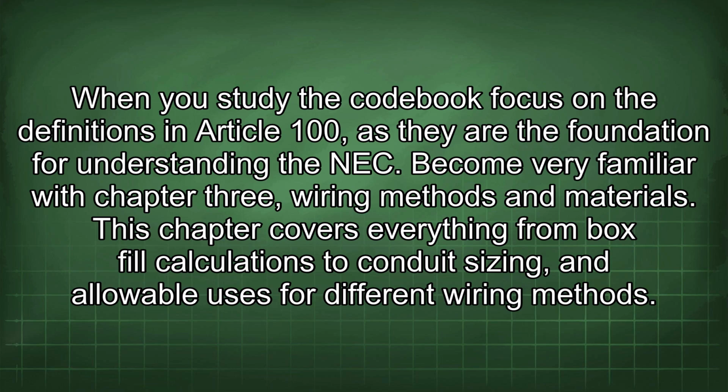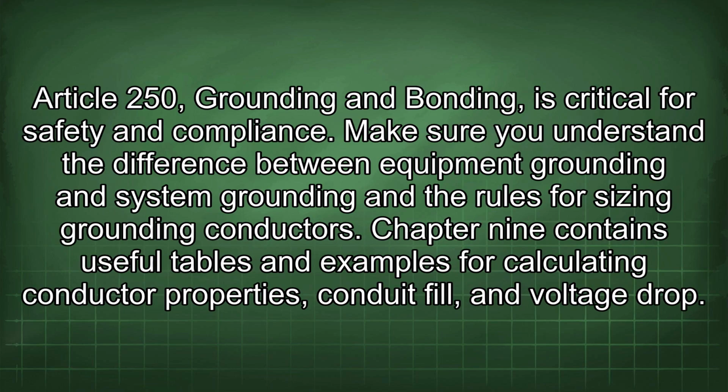for understanding the NEC. Become very familiar with Chapter 3, Wiring Methods and Materials. This chapter covers everything from box fill calculations to conduit sizing, and allowable uses for different wiring methods. Article 250, Grounding and Bonding, is critical for safety and compliance. Make sure you understand the difference between equipment grounding and system grounding and the rules for sizing grounding conductors.